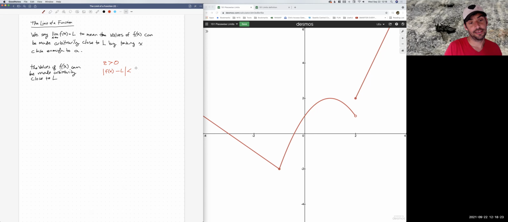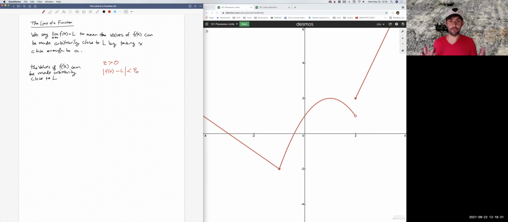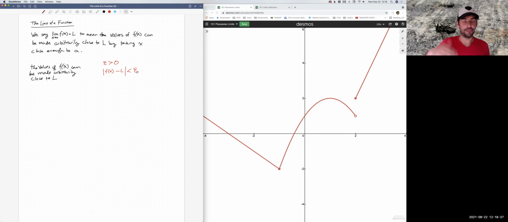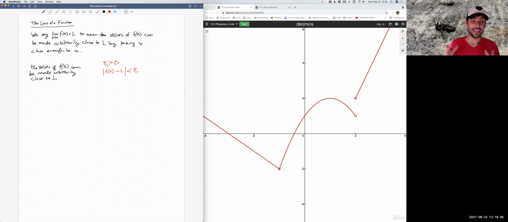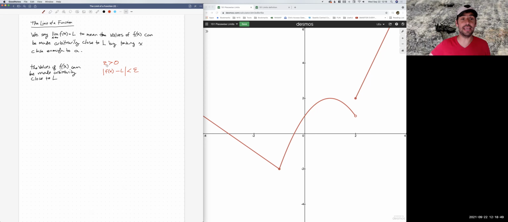less than epsilon. I don't know if f of x is above L or below L. I don't care. That's what the absolute value is there for, right? If f of x is below L, f of x minus L would be negative, but it's still close, right? I don't care if it's above or below. So this expression here, the absolute value of f of x minus L being less than epsilon, that's how we define arbitrary closeness. So epsilon can be any positive number, no matter how small.